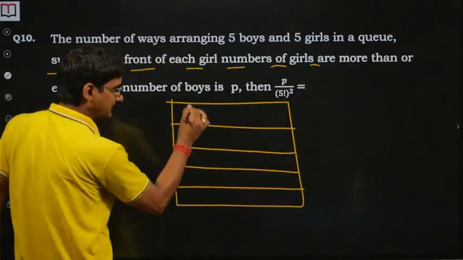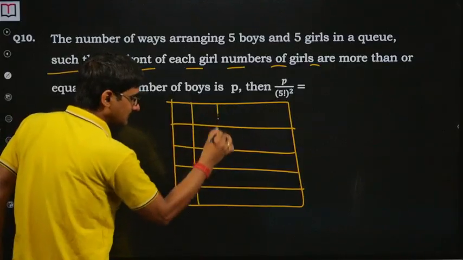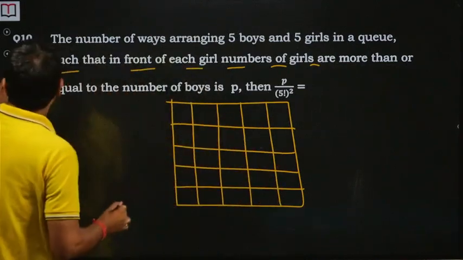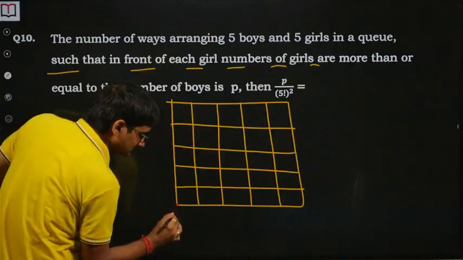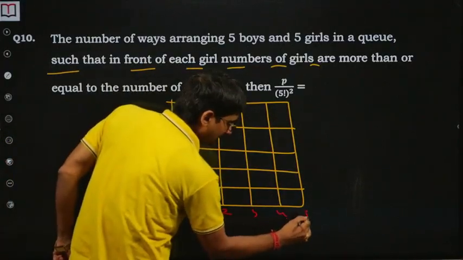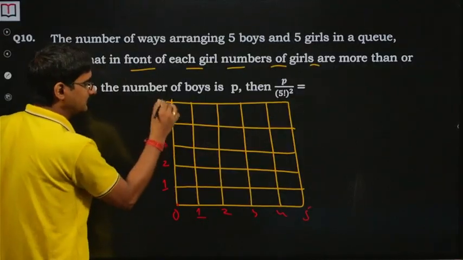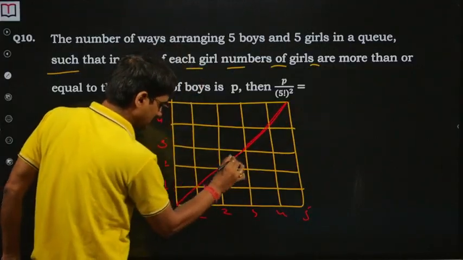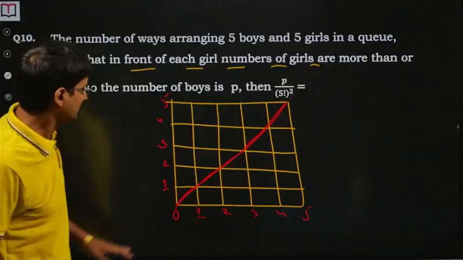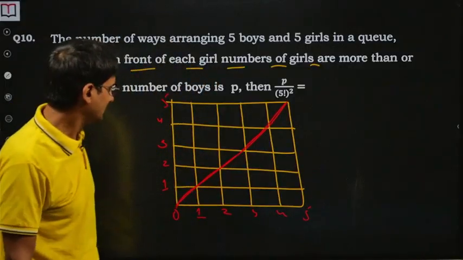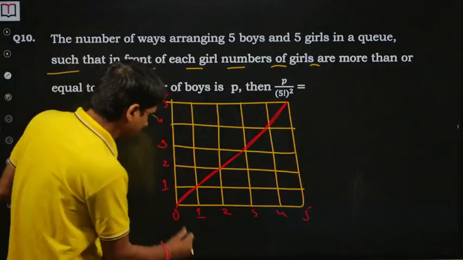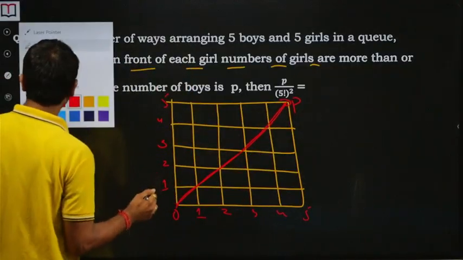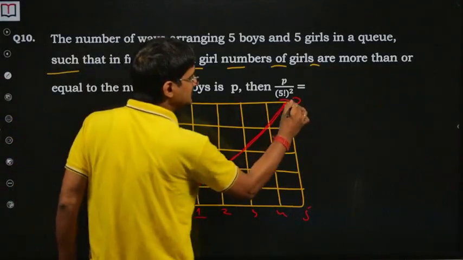1, 2, 3, 4, 5, 6. 1, 2, 3, 4. Now see, 1, 2, 3, 4, 5. That won't be a straight line, but okay, that's the diagonal. So 5 cross 5 is a square grid. Now see, in how many ways, if you start from here, can you reach here, O to P? In how many ways can we start from O and reach P?